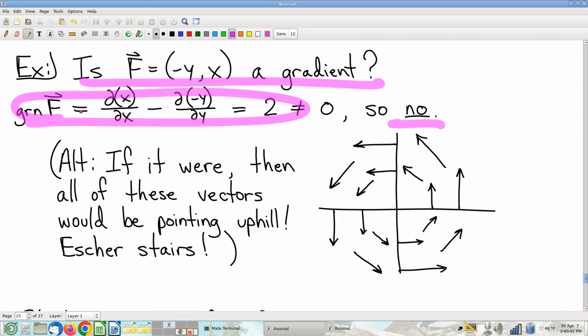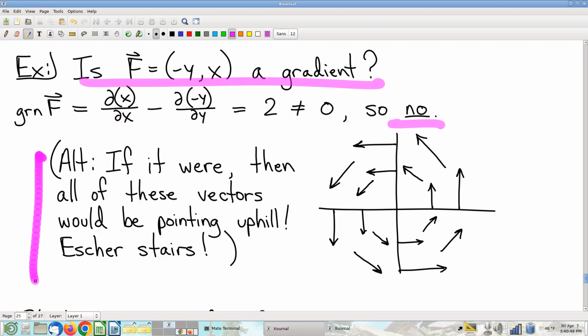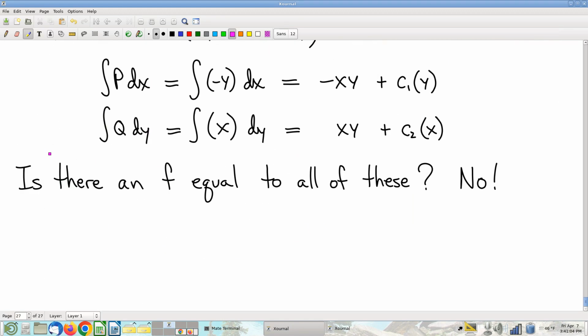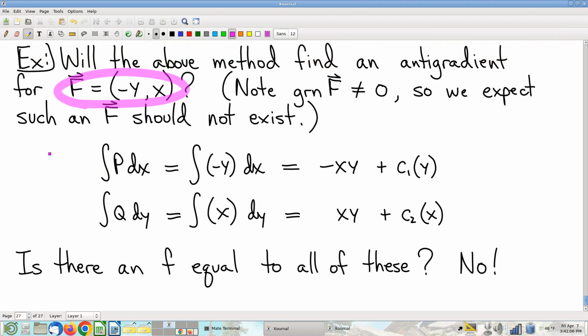Partly because of this computation about Green's operator, algebraically it tells us it's not a gradient. Or, if you like, we made an Escher-stairs argument geometrically. Just from the picture, there's no way that could be a gradient, because those vectors can't all point uphill. There are no mountains shaped in such a way that those are all uphill. So we know there is no anti-gradient to find.